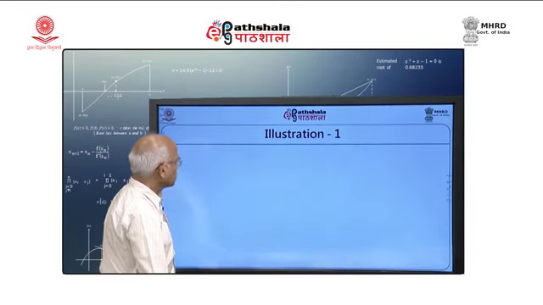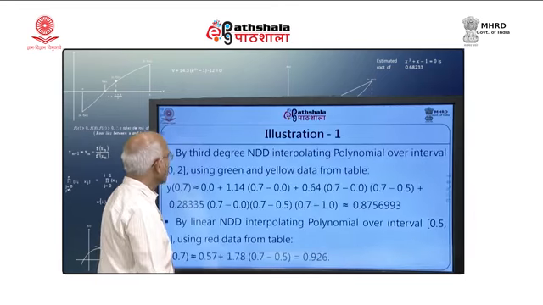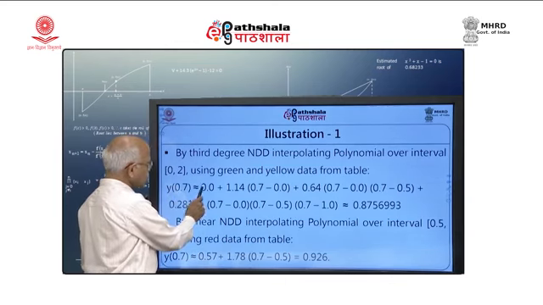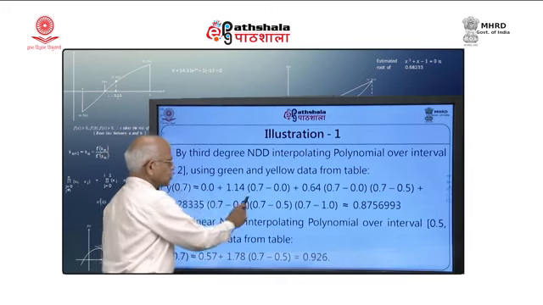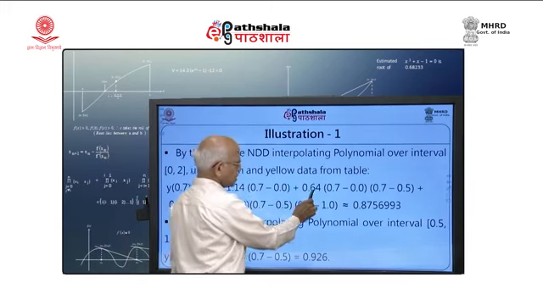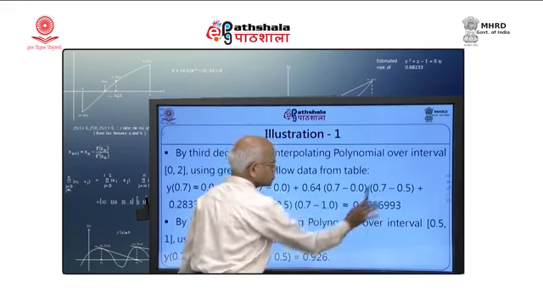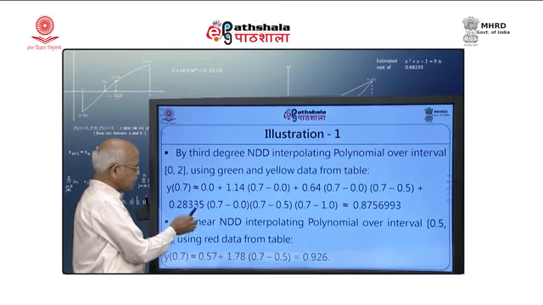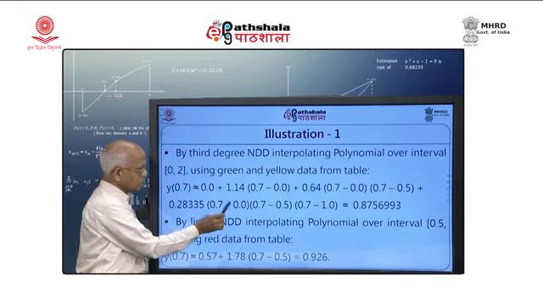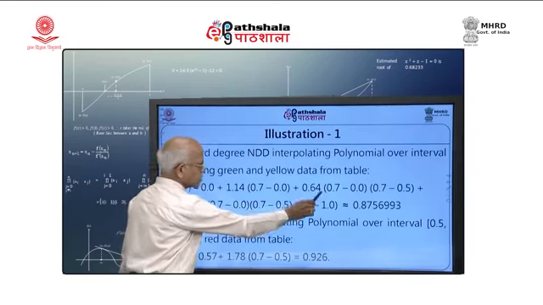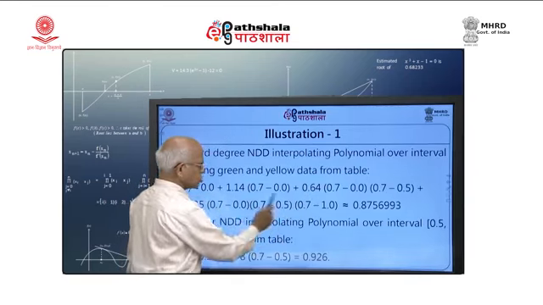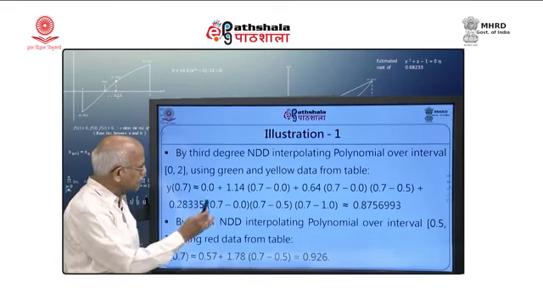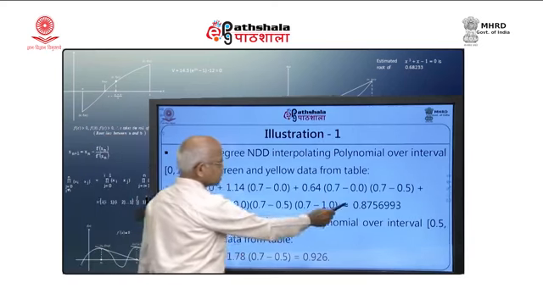Your computation will be like this. So, we will get y at 0.7 equal to 0.0 plus 1.14 into (0.7 minus 0), plus 0.64 into (0.7 minus 0)(0.7 minus 0.5), and plus the last term, 0.28335 into (0.7 minus 0)(0.7 minus 0.5)(0.7 minus 1), and that whole computation will amount to this value, which is 0.8756993. You may approximate it as 0.8757.